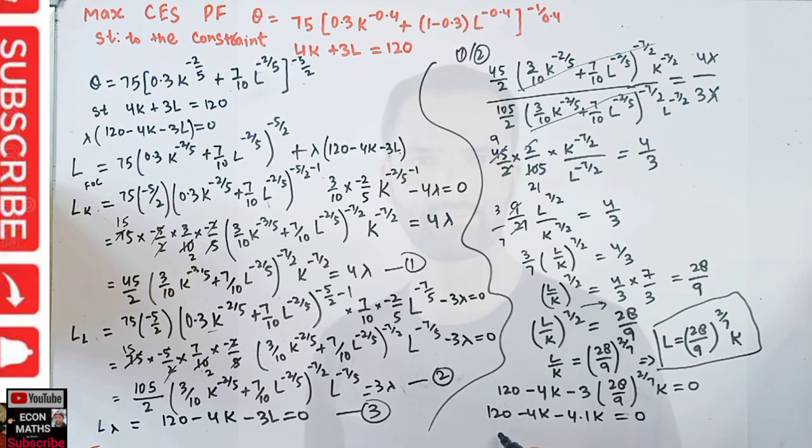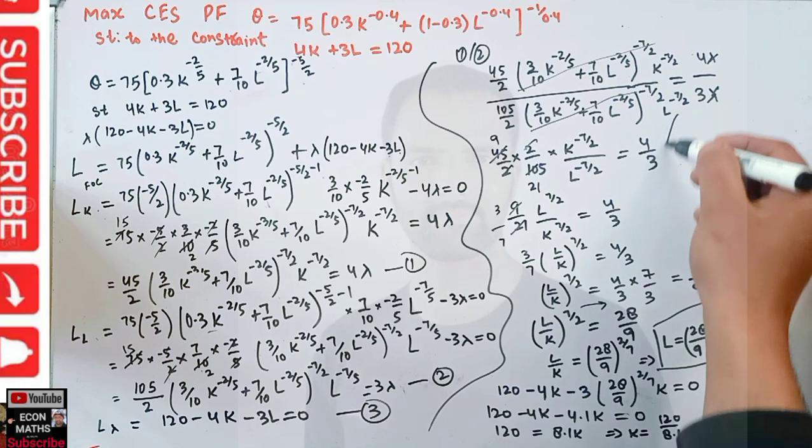So here we have 120, now minus 4K minus 4.1K, this becomes minus 8.1K. If we transpose, this will become plus 8.1K. That implies K is equal to 120 upon 8.1. That means the optimal value of K comes out to be, if we divide 120 by 8.1, it will come out to be 14.8. That means the optimal value of capital in this optimization problem will be 14.8.